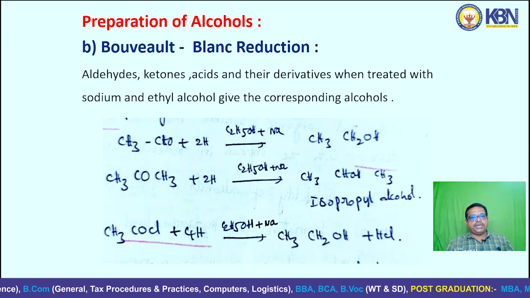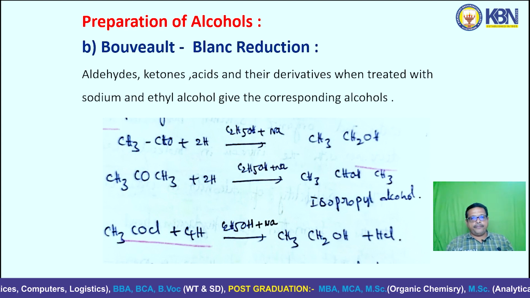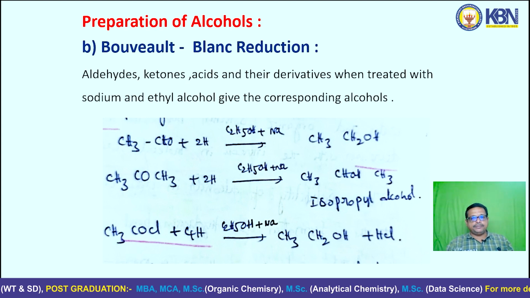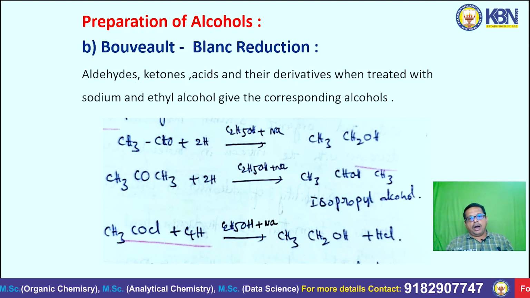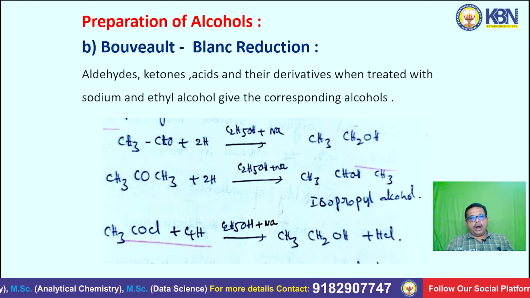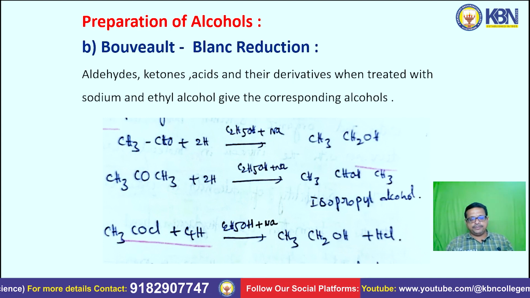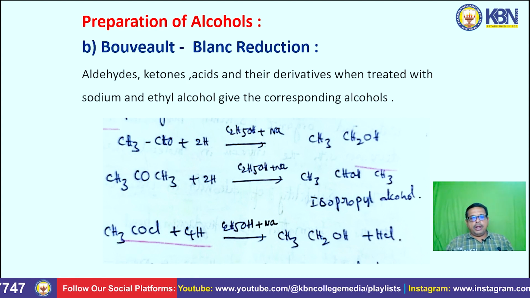The second preparation is Bouveault-Blanc reduction. By using Bouveault-Blanc reduction, we synthesize alcohols. When aldehydes, ketones, acids and derivatives, here derivatives are acid chlorides, are treated with sodium and ethyl alcohol, they give the corresponding alcohols.